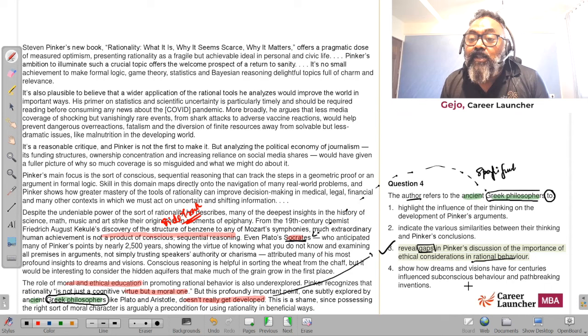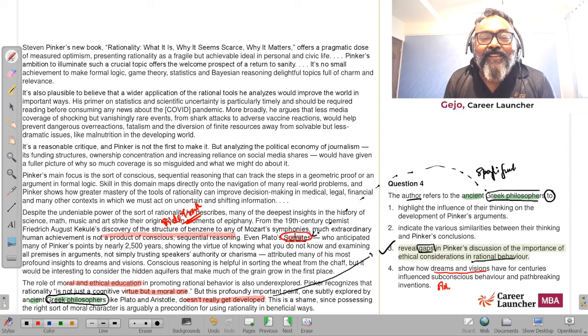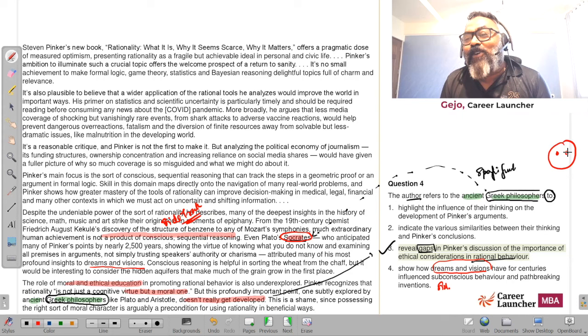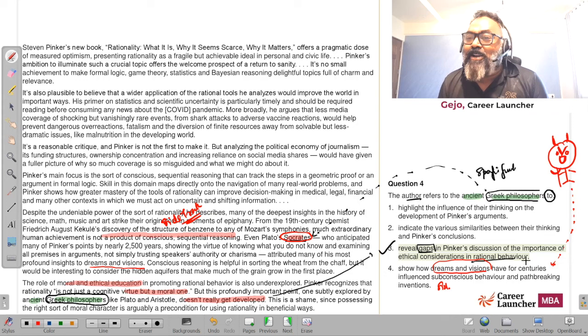For example, look at answer choice number four, which is a sidetrack: show how dreams and visions. So the question setter knows that I'm going to trap you with Socrates, dreams and visions. We have a question setter who is Lucifer C77, trying to trap you, and I'm sure that many of you would have fallen for this particular trap, unfortunately, but the question is referring to something else.